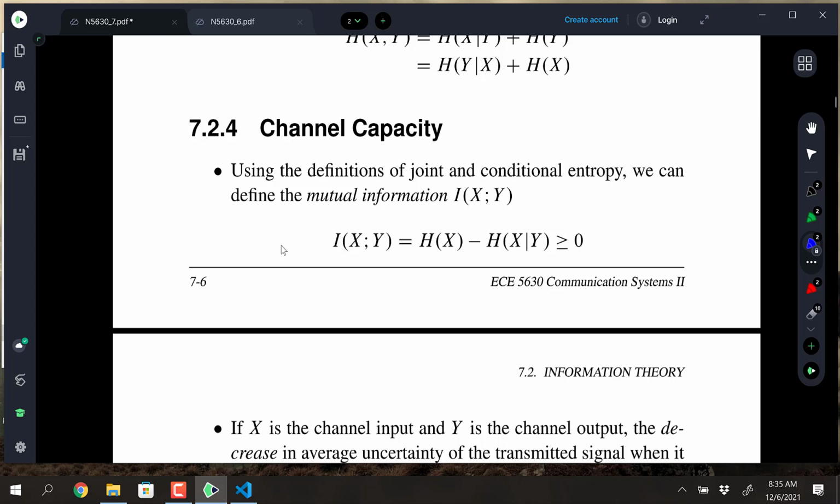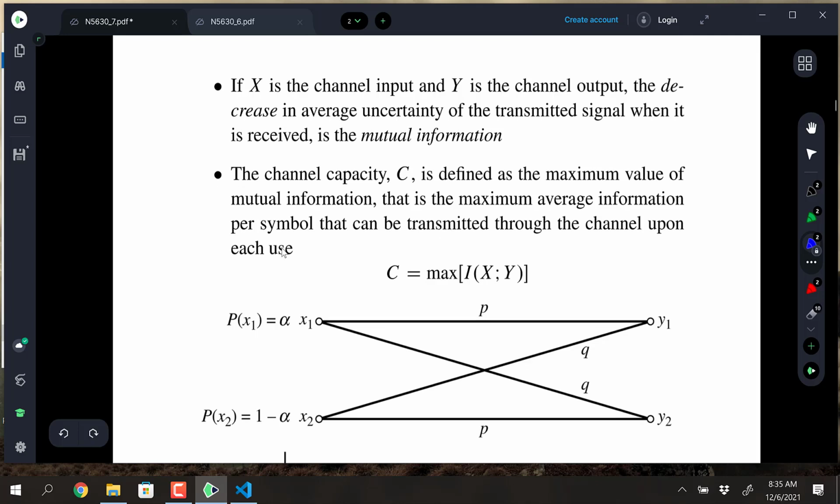because what is the entropy going to do when you look at it after you've received it? You're going to get some quantity that's less than the original entropy. So the channel errors and things reduce the entropy. So you're going to get a non-negative quantity, and that's the mutual information. So it's the decrease in average uncertainty of the transmitted signal when it's received. That's called the mutual information.